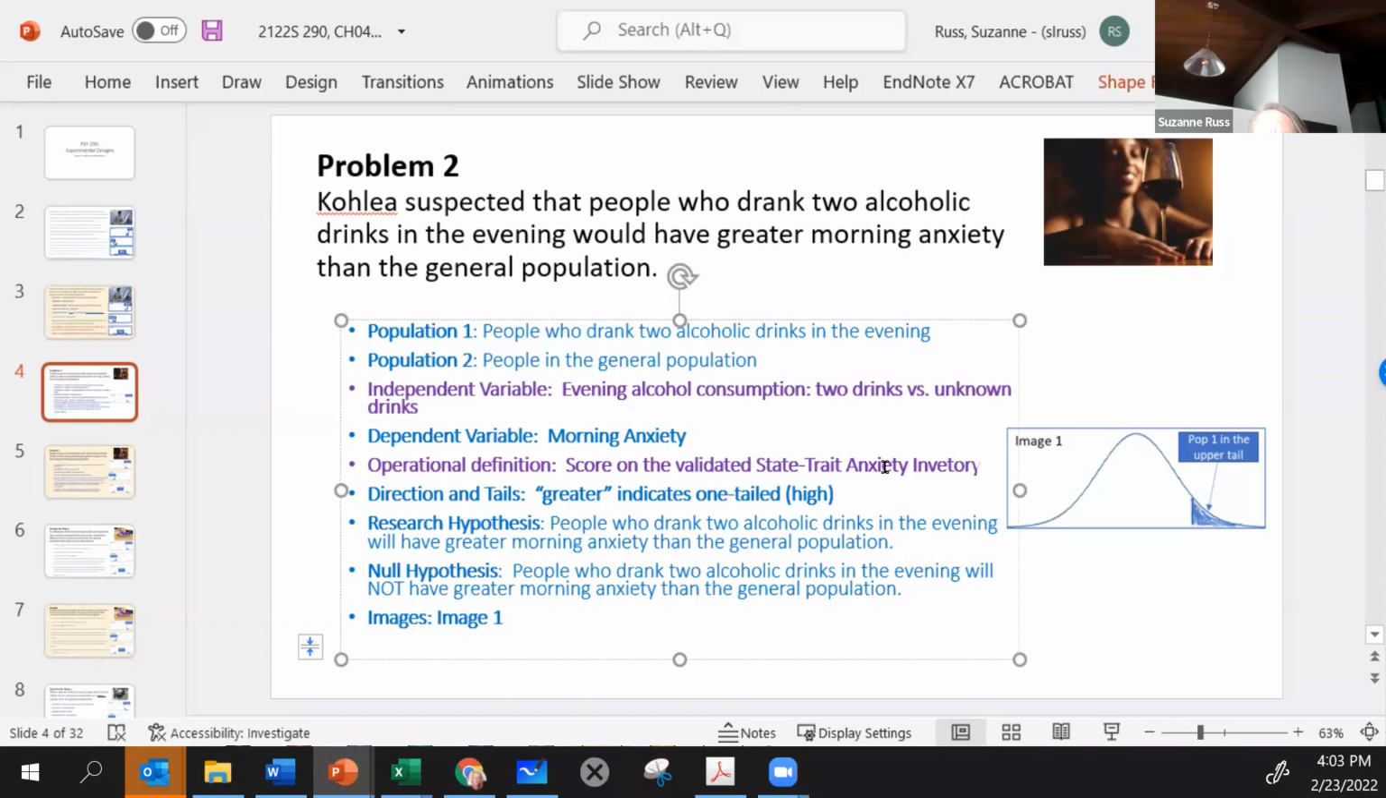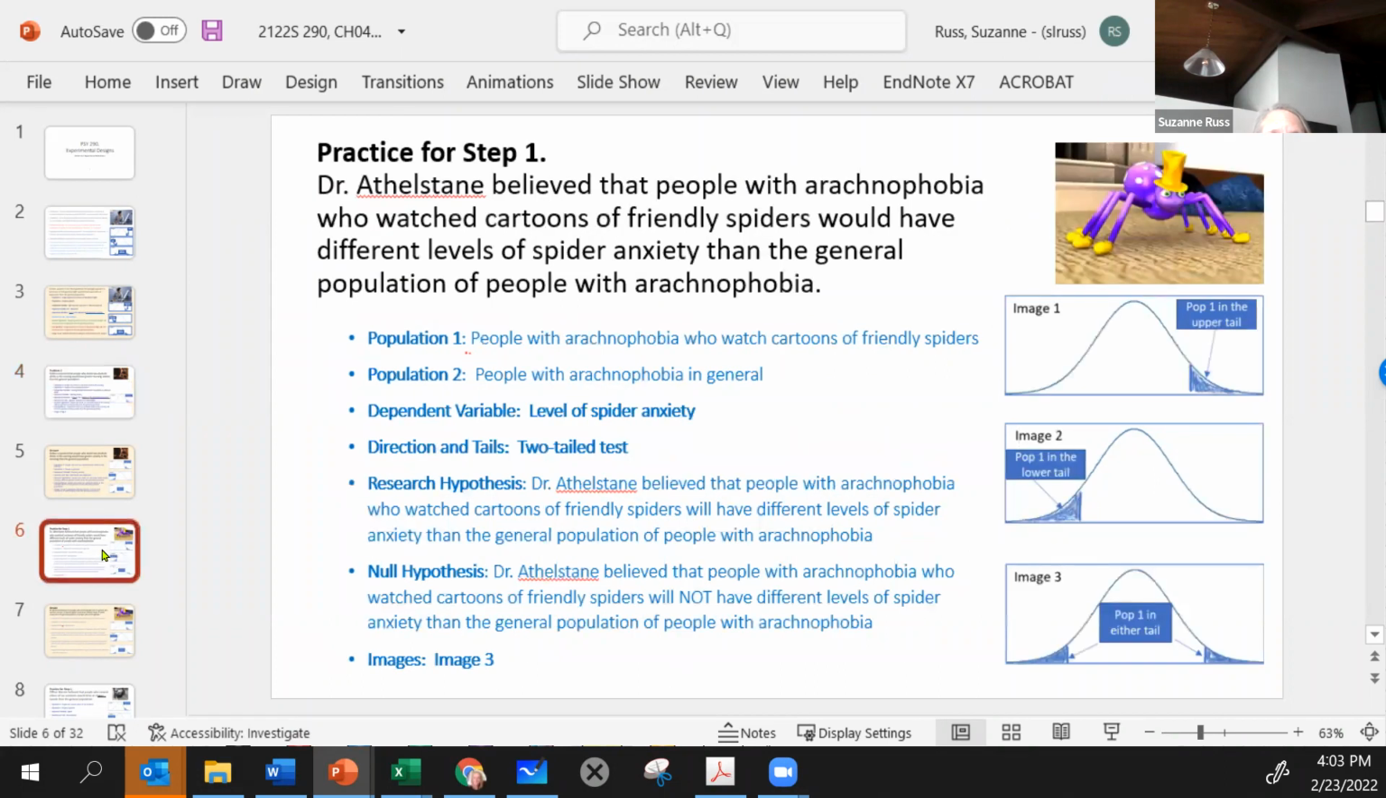And then if we check, is this measurable? Yep, we have a number, we have a score. Is it precise? Yes, we're going to use exactly this tool. And is it valid? The answer is yes. So that's our litmus test. But not everything has a scale. So let's go on to spider anxiety. There's not a particular scale for spider anxiety. So let's see what we can do with this one.